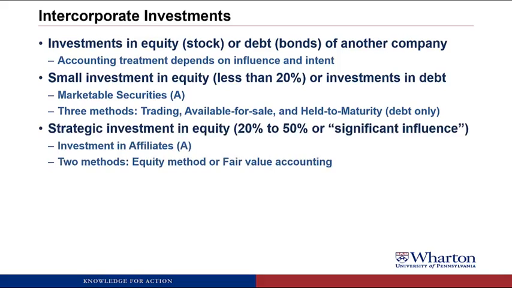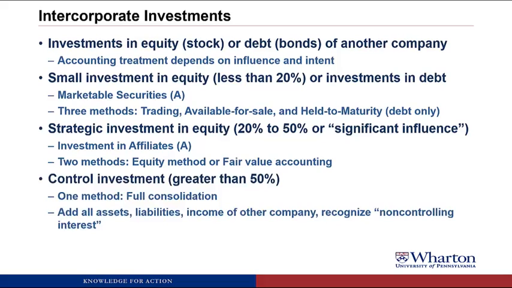Then you could have a strategic investment in the equity of another company. So here you own 20 to 50% of the shares of stock of another company, or you have what's called significant influence, even if you don't own 20%. This asset is going to be called investment in affiliates. And here there's going to be two methods, either the equity method or fair value accounting.